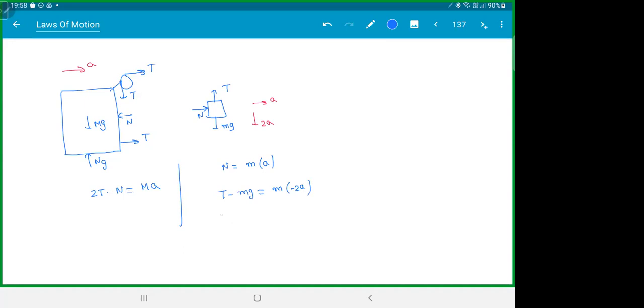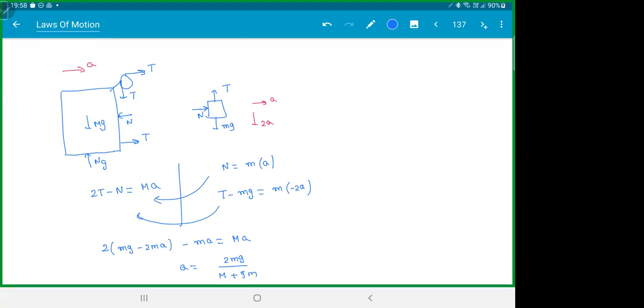3 equations. Take T from here, N from here, dump it in this. 2 mg minus 2ma minus ma is capital Ma. Bring all a's to one side. You end up with 2 mg by M plus 5 small m. That is right. 2 ma, 5 ma. That looks right. That's your answer.